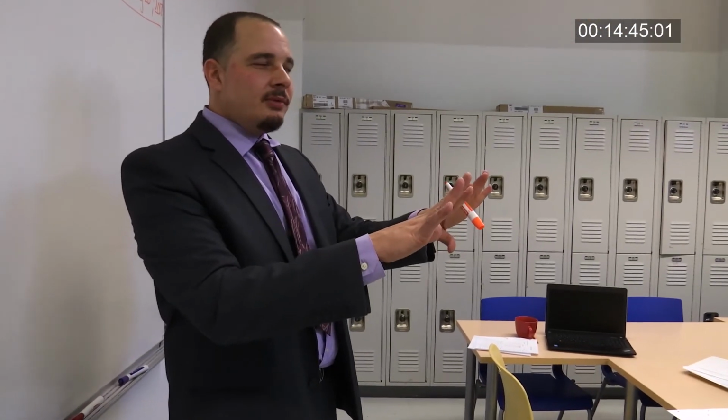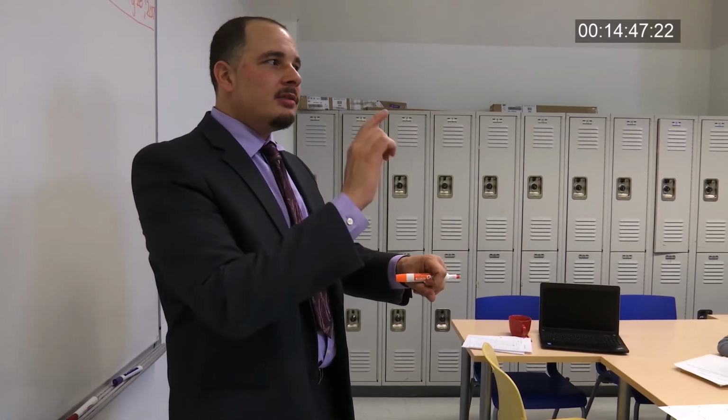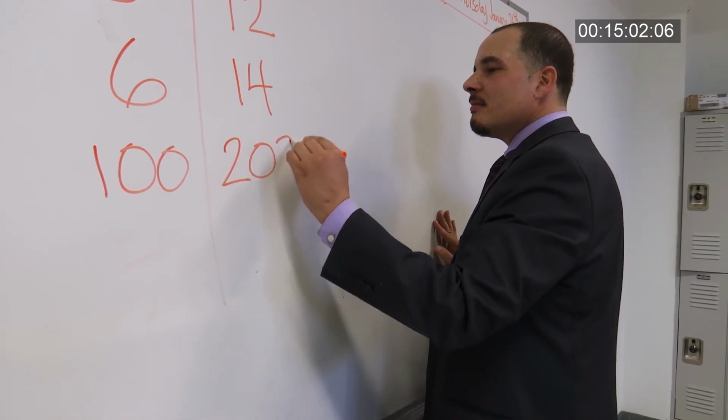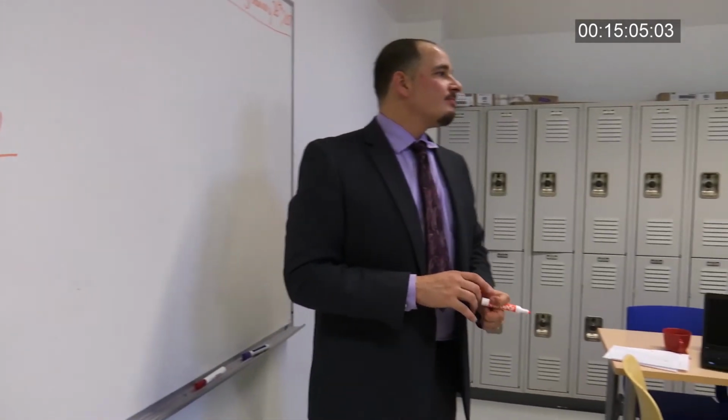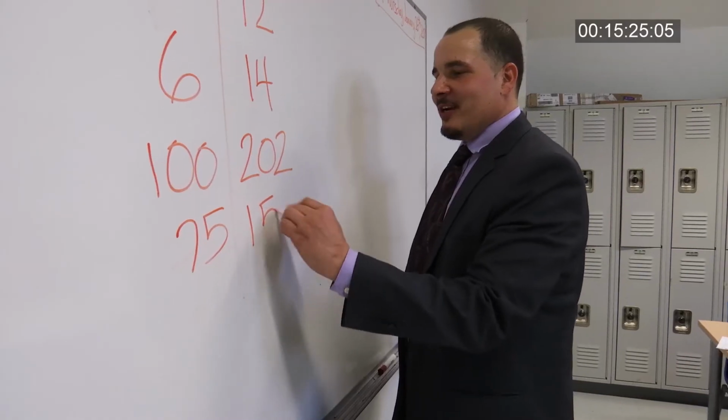Very good. Don't say what you think the rule is. Say what you think a solution is. Kevin. The input is 100. The output is 202. Great job. I'm starting to think I should have made a harder rule. Yes, Jarrell. Input 75. Output 152. Y'all are showing out.